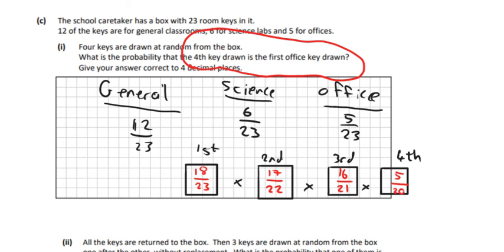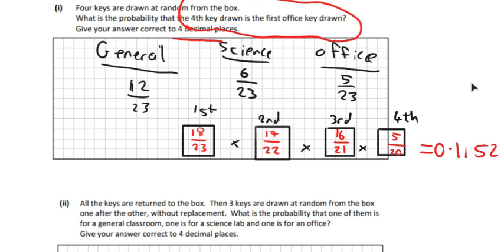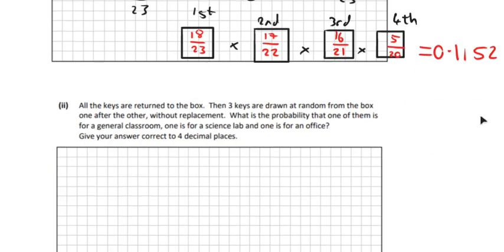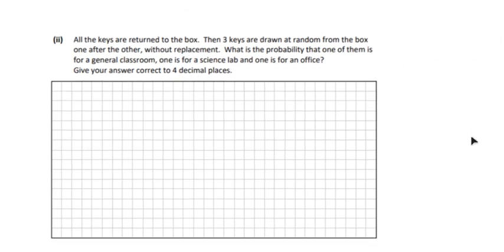So you do 18 over 23 multiplied by 17 over 22 multiplied by 16 over 21 multiplied by 5 over 20, and then that should give us an answer. So we get 0.1152. And they actually wanted us to give our answer to 4 decimal places there, so we're done. So that's it, 0.1152.